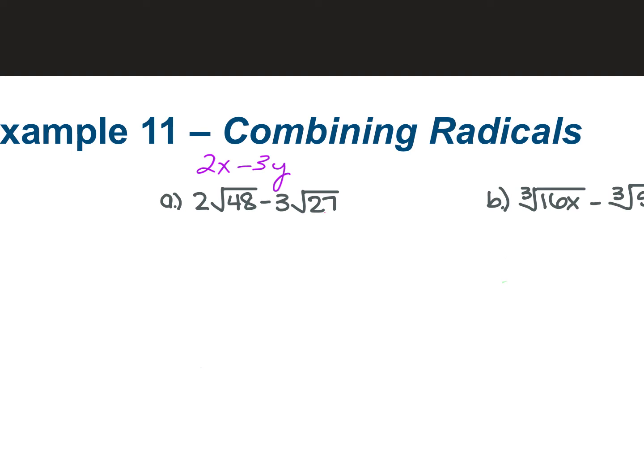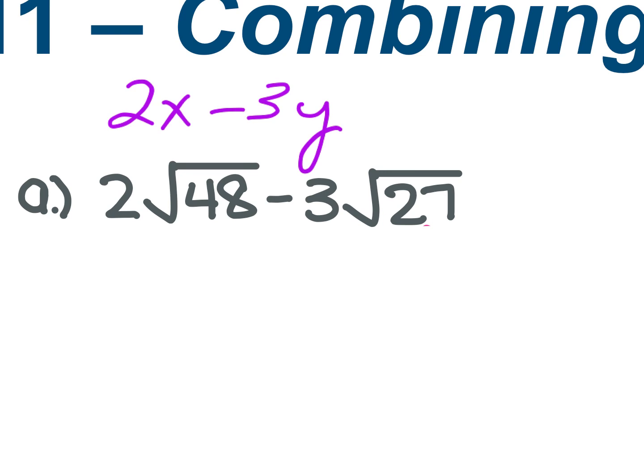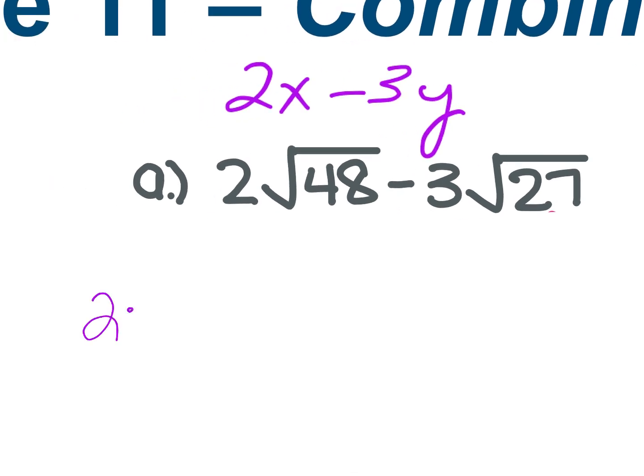When you have radicals with different numbers underneath, as long as the index, that little number in front, is the same, you can break them down to see if you can make them the same. 95% of the time it's going to work. So we're talking about square roots here, right? I have 2 times the square root of 48. What can I break 48 into that has a perfect square and a non-perfect square?